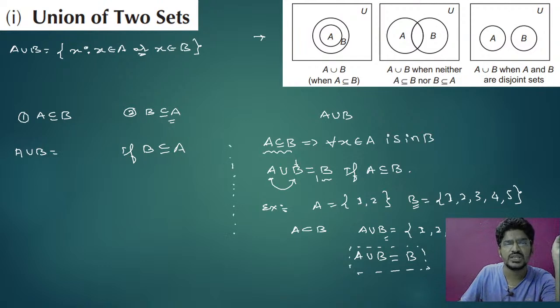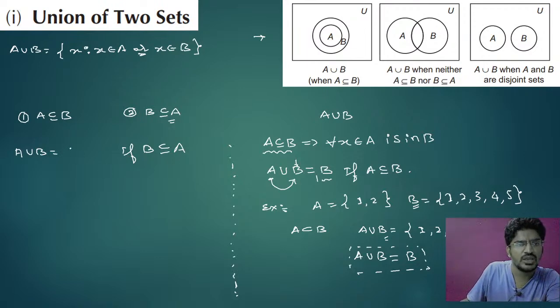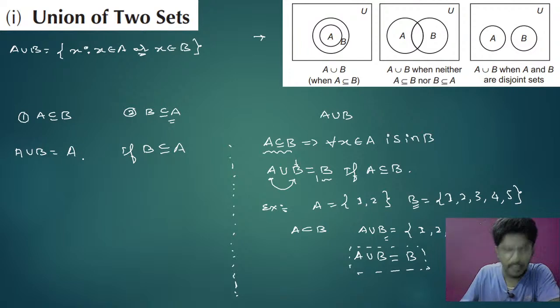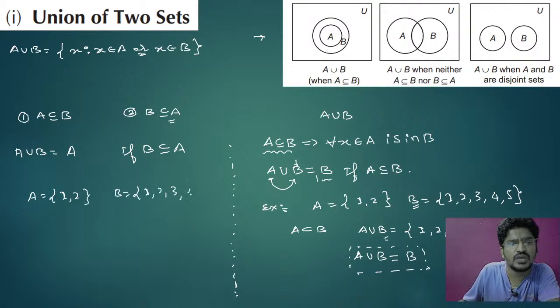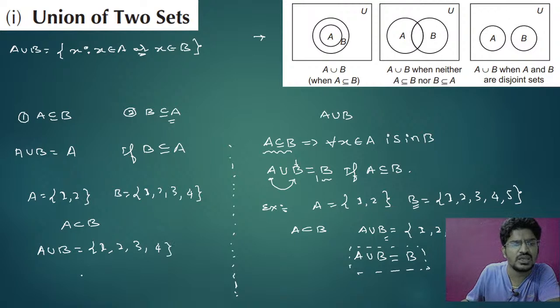Already we have discussed one result. On the basis of that, I am asking the second one. So I think everyone can understand that, and you can tell me the answer for the second question. Very good. A union B is going to be equal to A, because you can just see, you take A equal to 1, 2 and you take B equal to 1, 2, 3, 4. See here, A is a subset of B. Now A union B is going to be equal to 1, 2, 3, 4. Therefore, that is nothing but equal to B.